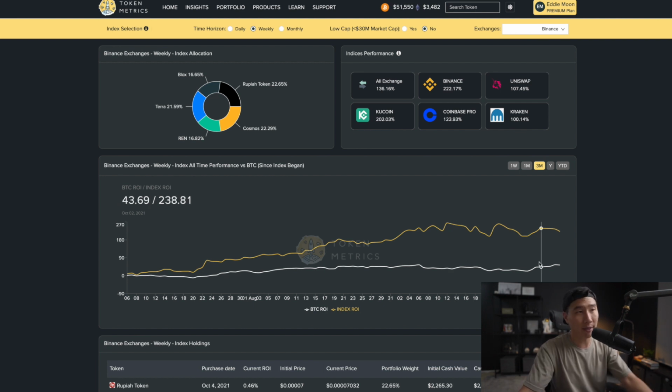rather than trading. And so that's why you want to trade with only a small portion of your portfolio, and you should have your holding portfolio. Of course, this index is going to be volatile, but the goal is to do this consistently every single week for about a year, and that is where you'll see results.